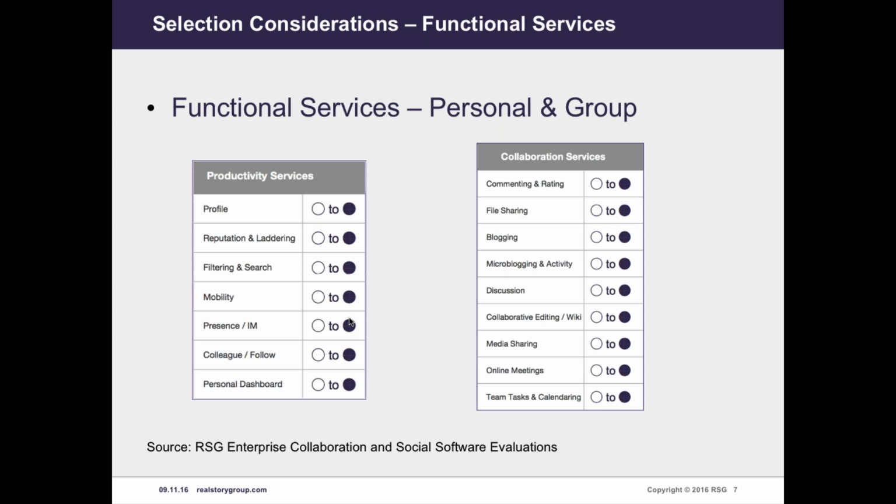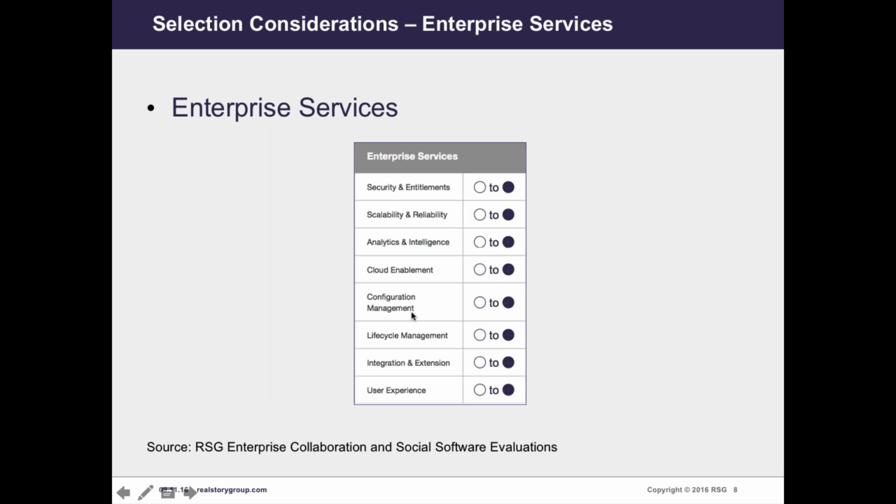But in terms of just straight up features, we divide it into productivity, particularly personal productivity services, versus collaboration services. So from a personal productivity perspective, you have things like your profile services, filtering, search, potentially things like a personal dashboard. Whereas when you get over to collaboration, it's things that you do with other people, and social signals and that sort of thing. So you get commenting and rating, blogging, discussion services, very critical to many of these applications, collaborative editing, team tasks and calendaring, that sort of thing. So this is kind of a set of features, and I would say end user features, and these are important. Unfortunately, this is often where many enterprises just sort of start and end. So there's a couple other things you want to keep in mind.